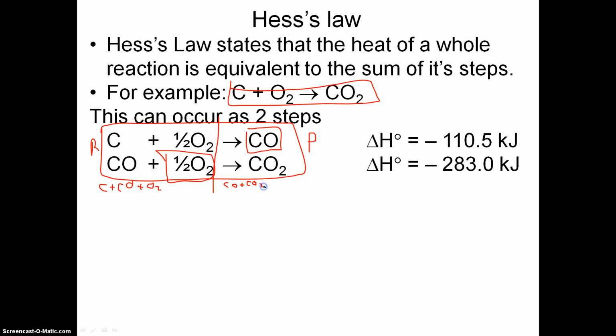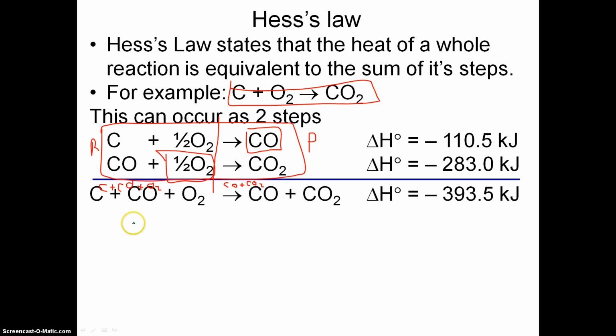So let's see how this works out. So first you have carbon, carbon monoxide, and 1 mole of oxygen because you add a half and a half. And then on the product side you have carbon monoxide and carbon dioxide, which is what we had thought would be. Now you do the same thing with the molar enthalpies. You just add them together. So negative 110 plus negative 283, that just gives you a bigger negative number. You come up to negative 393.5 kilojoules.